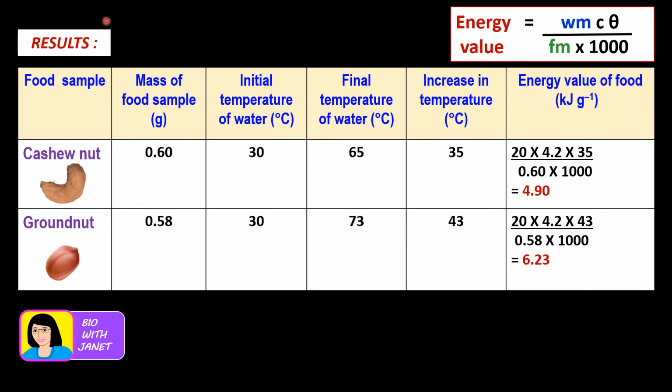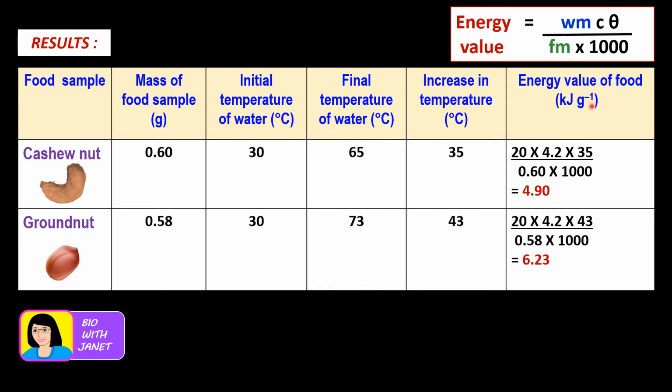Here are some sample results. So for cashew nut, the mass of the food sample was 0.60. Initial temperature of water was 30 degrees Celsius. Final temperature of water 65 degrees Celsius. So the increase in temperature is 65 minus 30, we get 35.